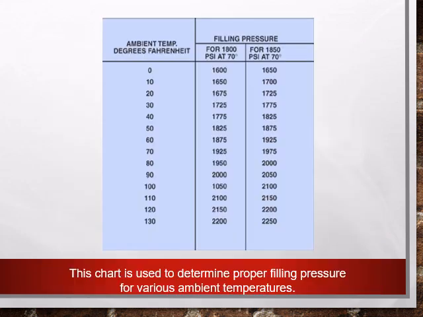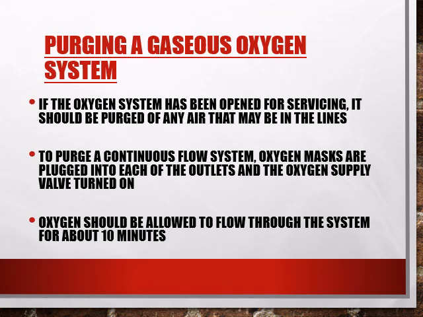This temperature-compensated chart ensures the correct fill pressure based on ambient temperature. Overfilling or underfilling can result in system failures or insufficient oxygen delivery. If the system has been opened, purge it to eliminate moisture or contaminants. For continuous flow systems, connect masks to each outlet and run oxygen through the system for 10 minutes.